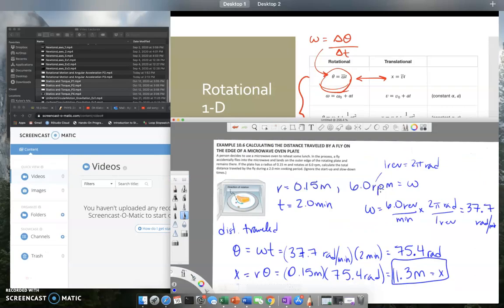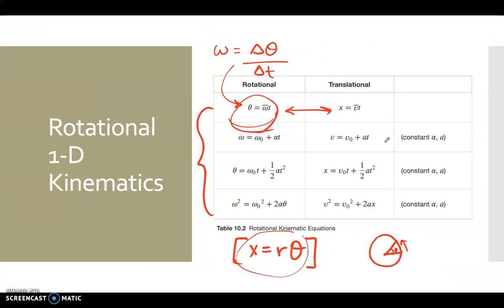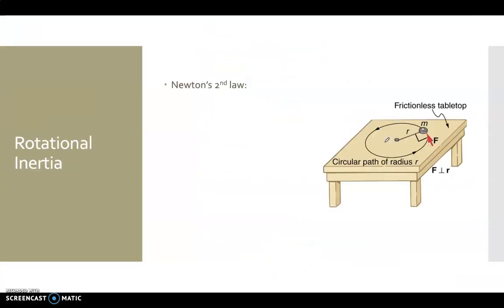All right, so let's go back to our PowerPoint now and continue. Now we want to start talking about another quantity called rotational inertia. Okay, so I'm going to go ahead and do this step by step in explanation.